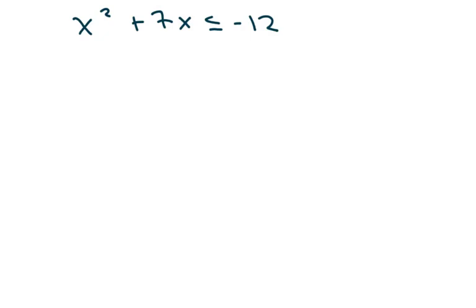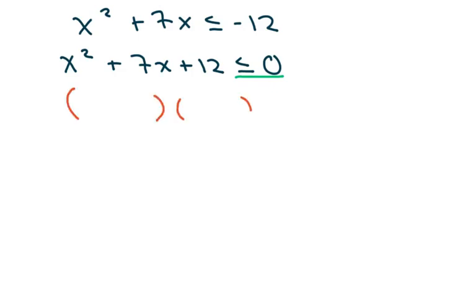Therefore, we're going to go ahead and move the 12 over to the left side by adding it to both sides and setting our inequality to 0. This means this polynomial, all values have to be less than or equal to 0 when you plug them in. Now I'm going to go ahead and factor this. It'll be 3 and 4. This one's pretty easy.